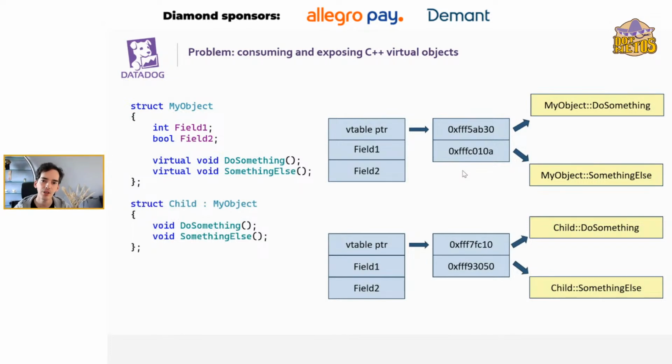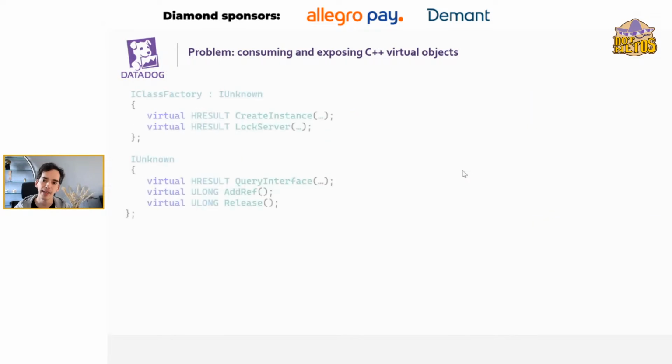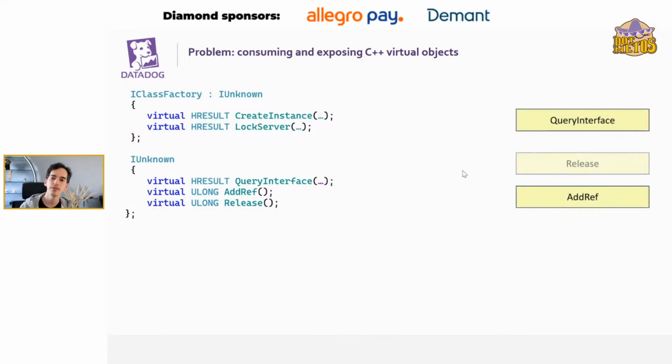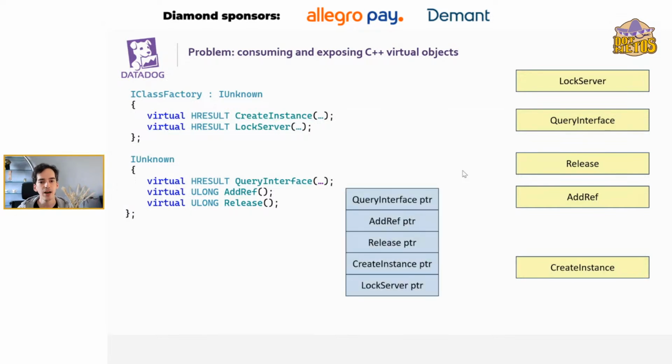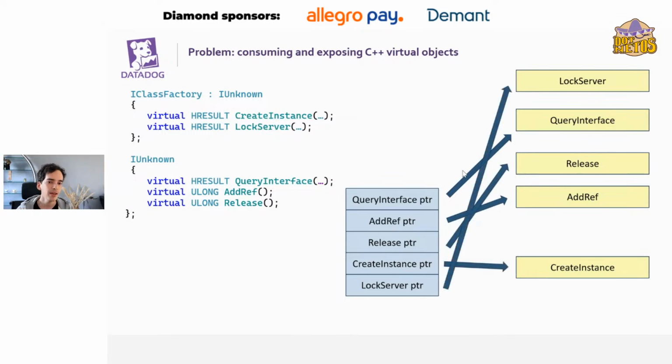Because we need to expose an instance of IClassFactory, we are going to have to create our own fake virtual C++ object. Basically, we are going to implement the IClassFactory methods, so they will be located somewhere in memory. We are going to create our own vtable, this pointer to all those functions. And then we are going to create our own fake instance that will point to the vtable.